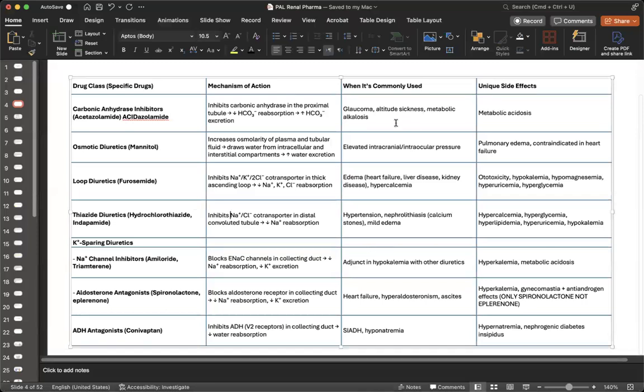Okay. When is it used? In hypertension. Like any hypertensive patient, you know how they give him ACE inhibitors like lisinopril. They can also give them thiazide diuretics. Okay. Now something unique is that it can also be used in calcium stones.